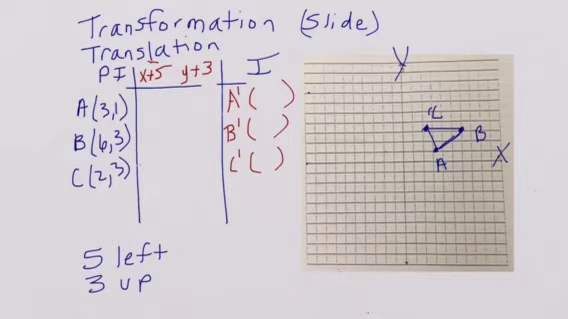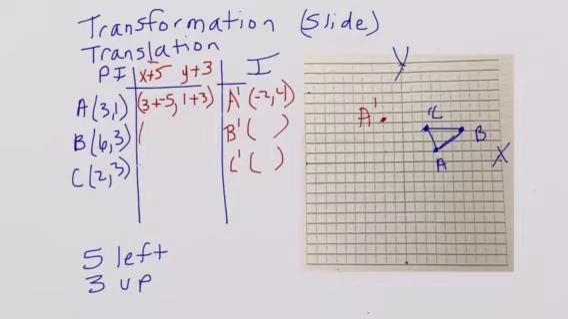So we're going to take our x coordinate and we're going to add -5 to it. So 3 plus -5, and then we're going to take our y, 1 plus 3. So our A prime is going to be -2, 4. So we're going to go over here to our A, and we're going to go 5 to the left, 1, 2, 3, 4, 5, and then up 3, 1, 2, 3. And that point should be -2, 4, and that's my A prime.